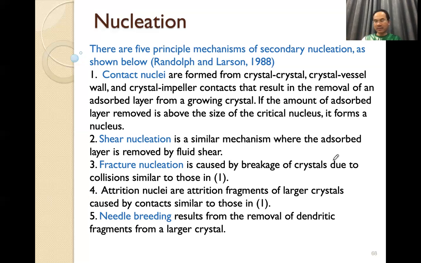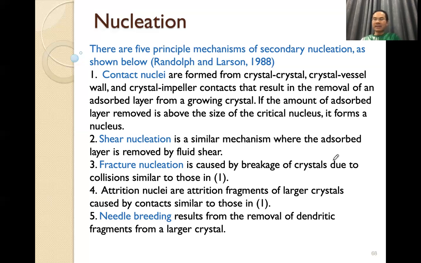The third one is a big crystal breaking into 2 or 3. But for number 4, there is some contact and also attrition. The fragments of small crystals can break. And the last one, needle breeding.